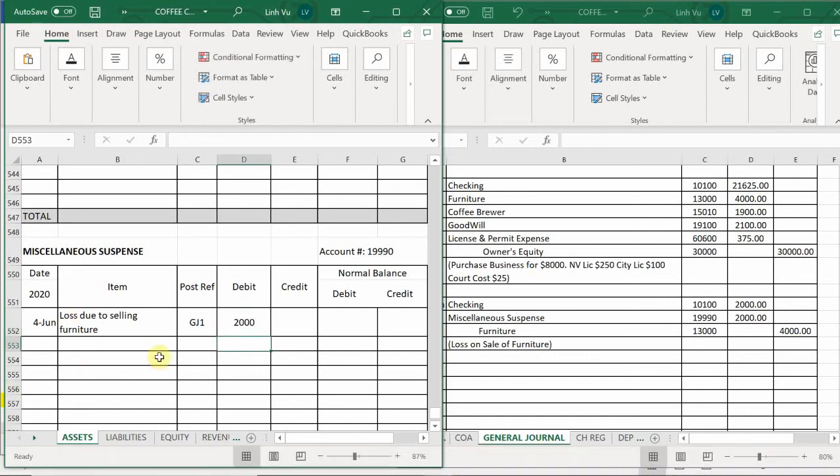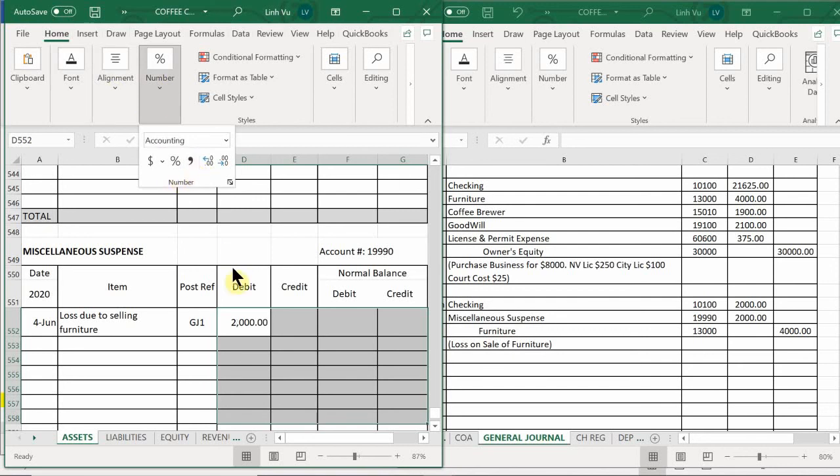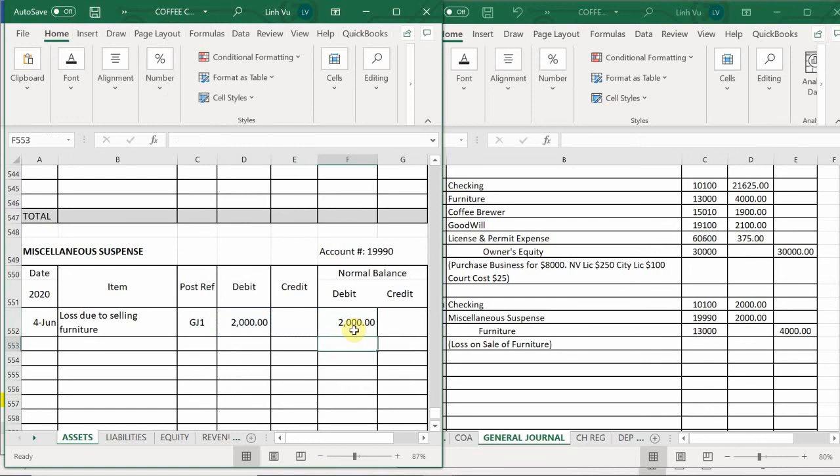Because this is my very first account that I am looking at, I will have a debit balance of $2,000. So you just copy what you have in the journal. Whatever you have in your journal, you're copying into your ledger, except the only difference here is you're calculating your balance. All right. So what's the next account that we have here?